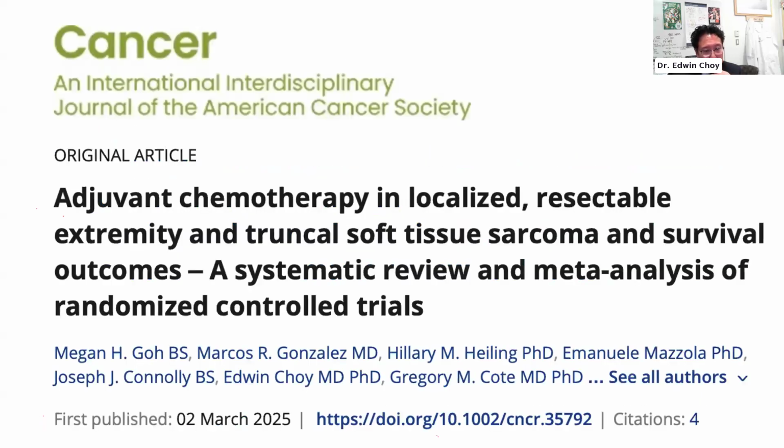So in sarcoma, a big clinical question is whether or not we should give patients chemotherapy after we remove their primary tumor. In a recent article published in March of this year, our group at Mass General looked to see if prior clinical trials that looked at adjuvant chemotherapy showed any signal of survival benefit. And so rather than doing a brand new study, we took about 19 clinical trials that have been done in the past.